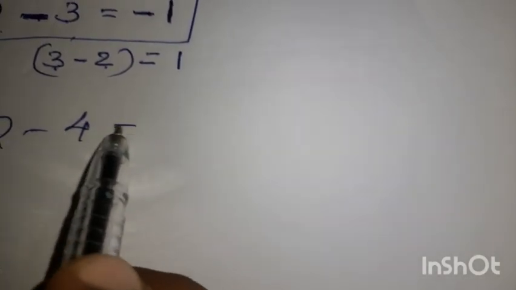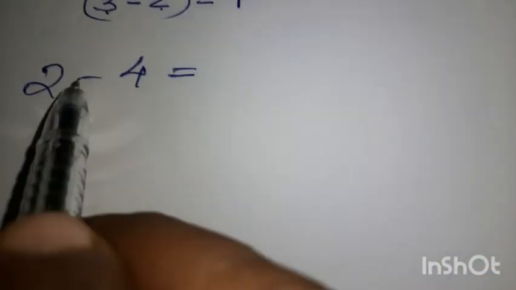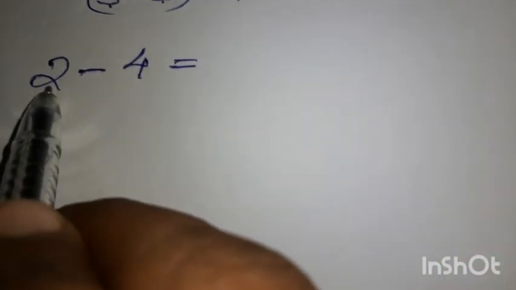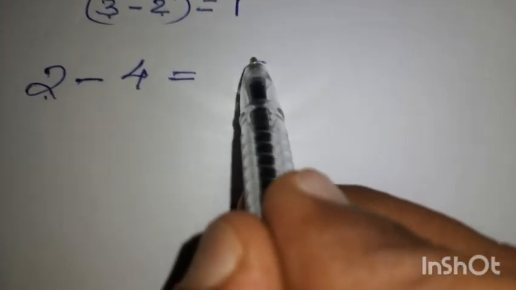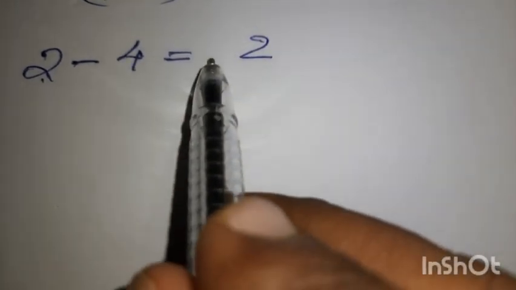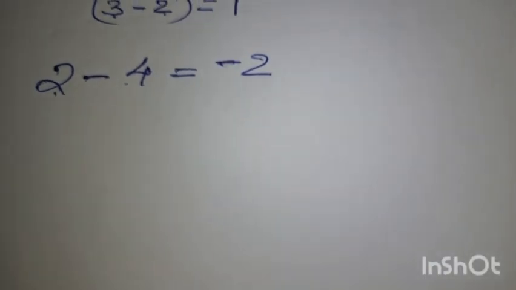2 minus 4, what is the answer? Normal subtraction you have to do, from higher number to lower number. So 4 minus 2. 4 minus 2 is 2. Then you have to keep the sign of the higher number.